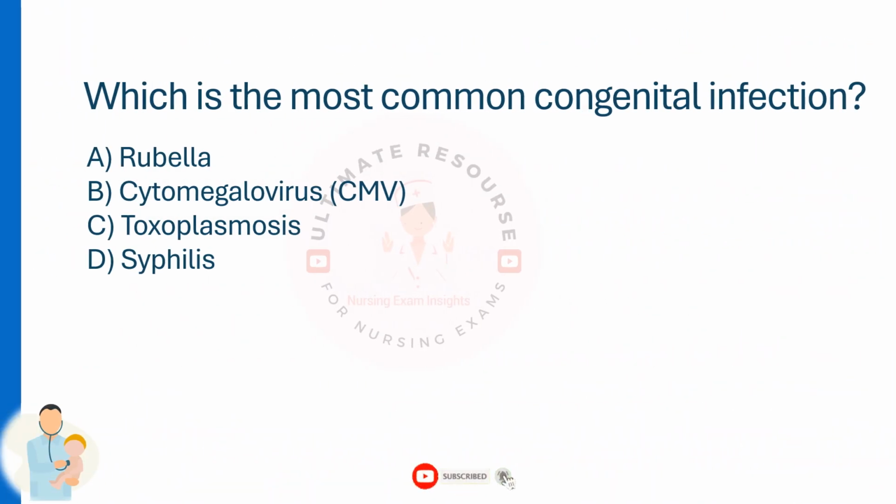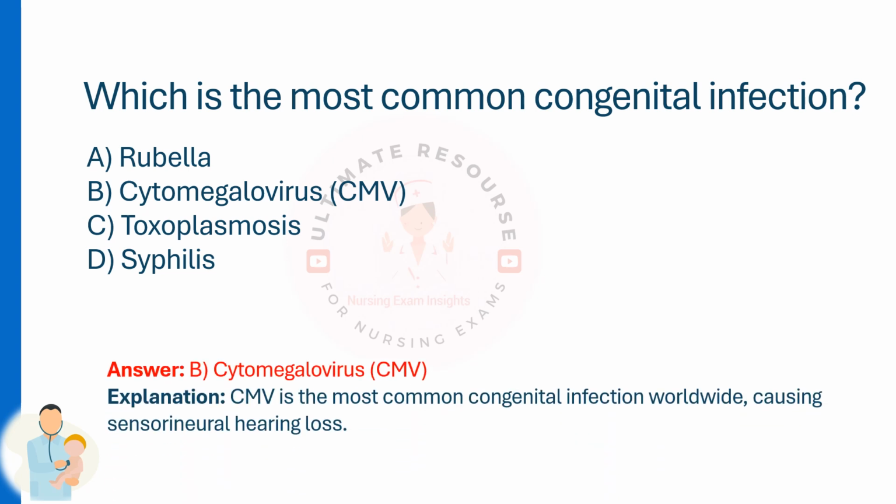Which is the most common congenital infection? Options are A. Rubella, B. Cytomegalovirus, C. Toxoplasmosis, D. Syphilis. The answer is B. Cytomegalovirus. CMV is the most common congenital infection worldwide, causing sensorineural hearing loss.